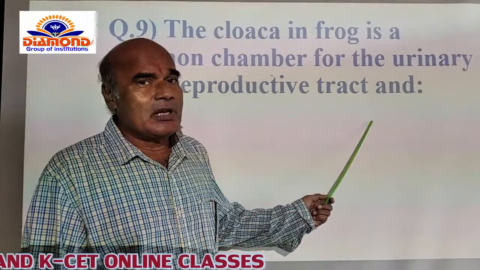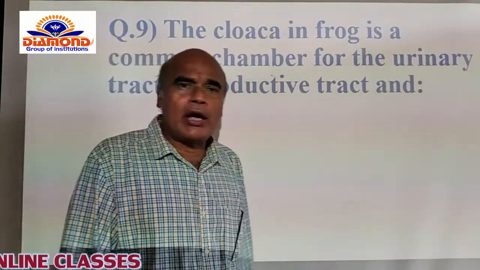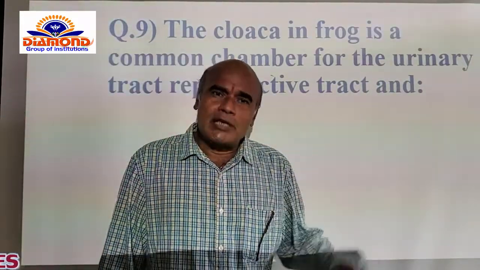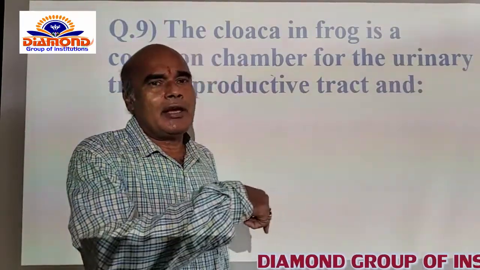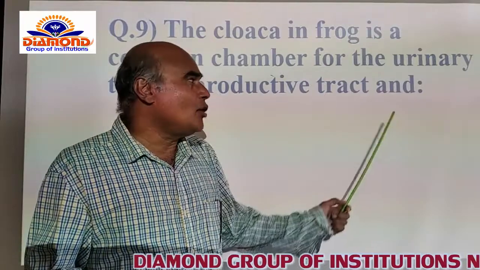Here, an amphibian like a frog contains the cloaca, the terminal part of its alimentary canal, which receives the openings like urinary tract, reproductive tract, and what is the third?